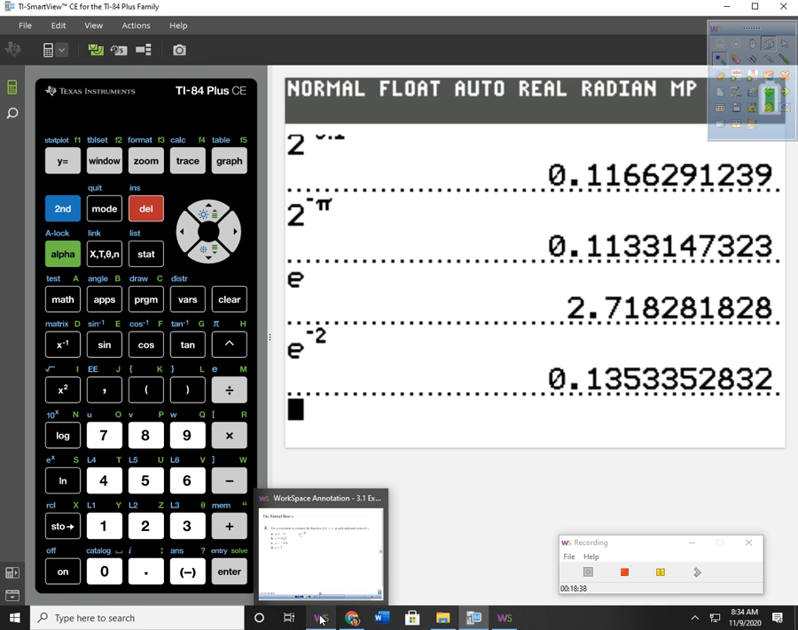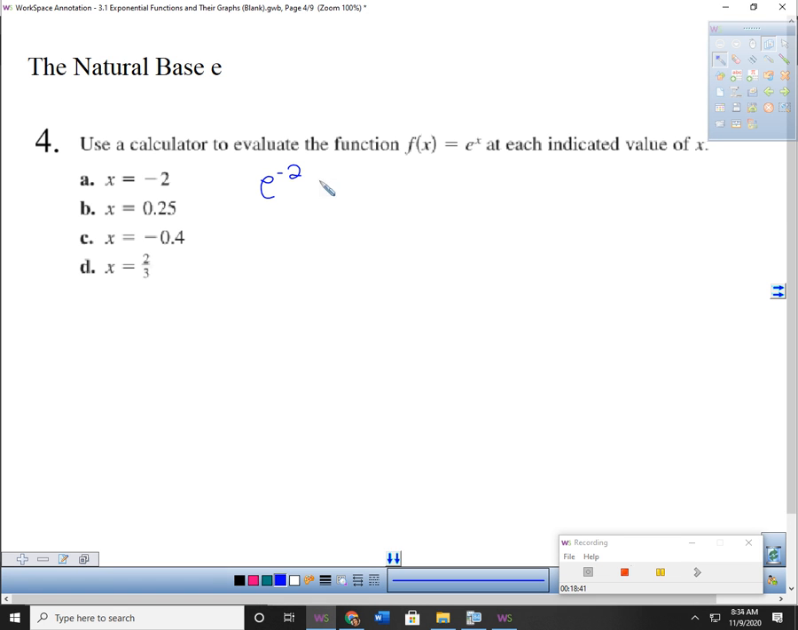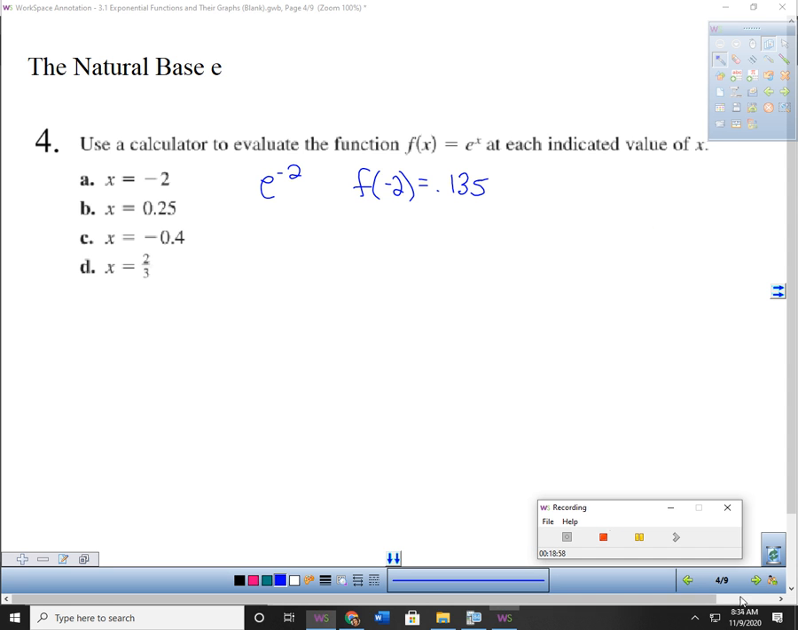So we got 0.135. So f of negative 2 is equal to 0.135. And we're not going to do the rest of these because I'm fairly certain that you guys can plug a number into the calculator.